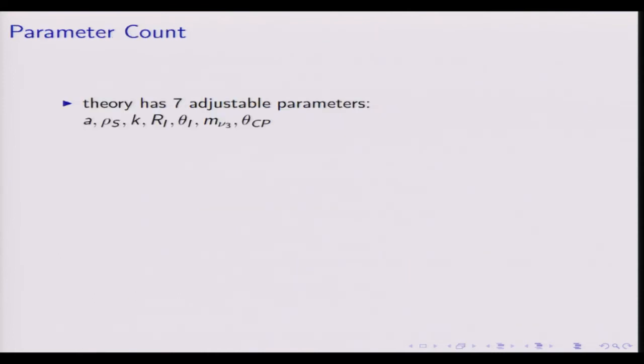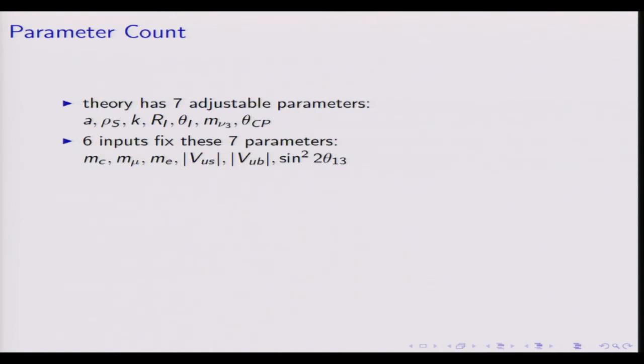Right. Okay, so before we do that, let's try to do a parameter count. The theory has 7 adjustable parameters. The first, 1, 2, 3, 4, 5, are in the potential. And then for the neutrino sector, we introduce the Dirac mass of the heaviest neutrino and also the theta CP from QCD. And we choose 6 inputs. It just happens the 6 inputs actually fix the 7 parameters. So we choose them carefully.